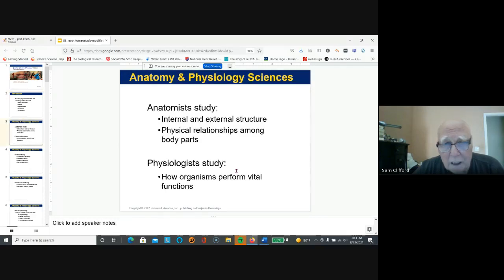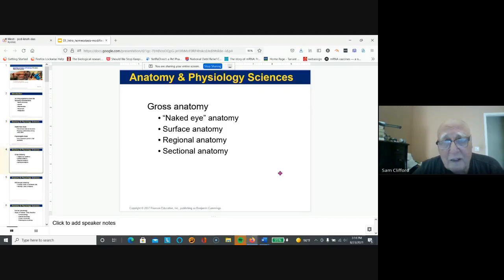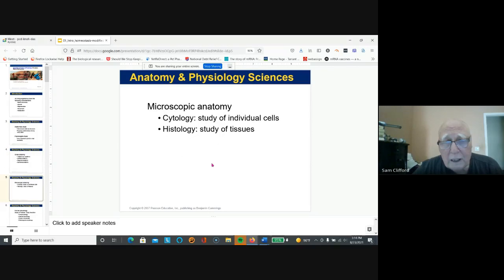So, what anatomists study, what physiologists study. Gross anatomy is what you can see: your skin, the location of your heart, your guts, your lungs. You can take cross sections of an organism or a human and study those. So these are just things for you to read over. Know what cytology is, what histology is.